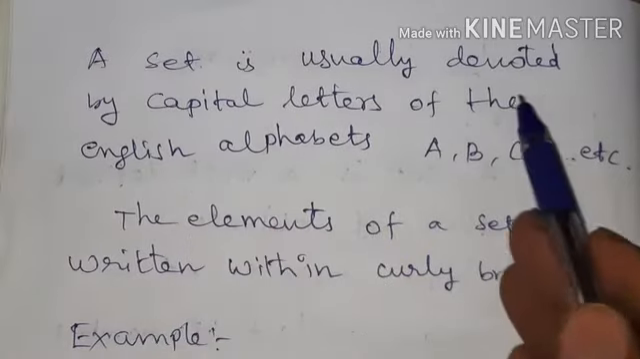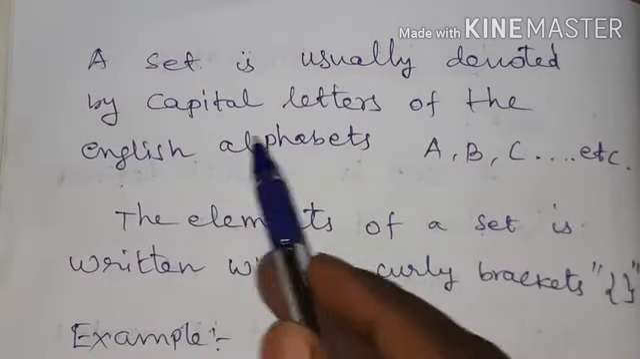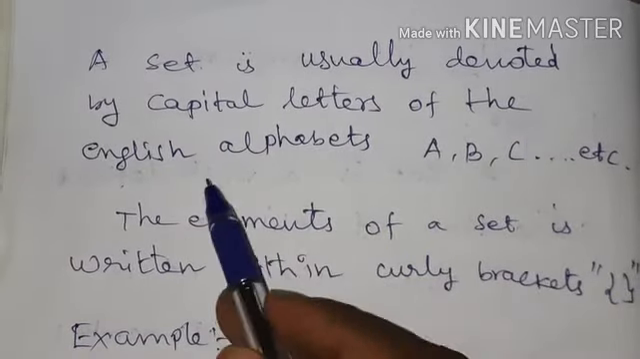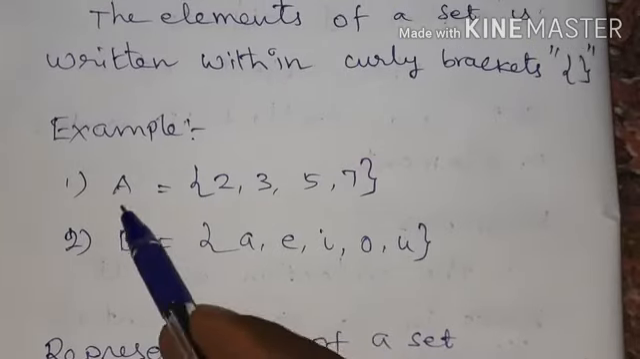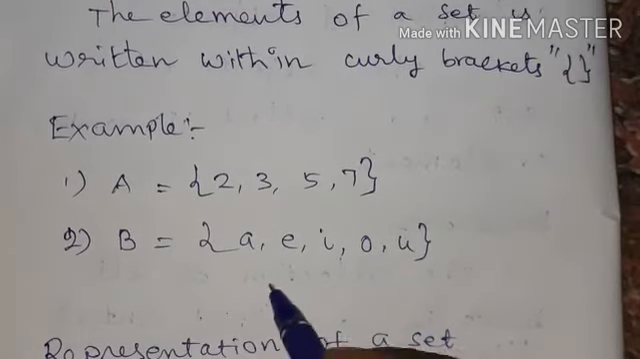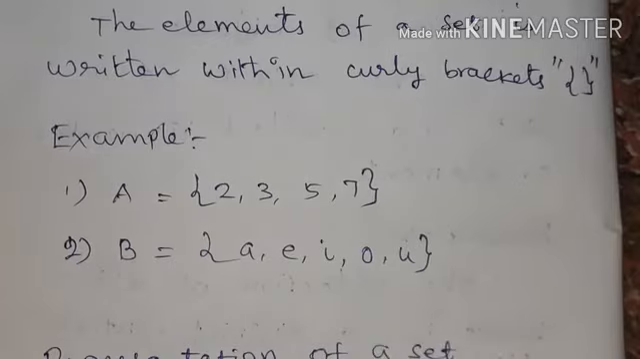A set is usually denoted by capital letters of the English alphabet: A, B, C and so on. The elements of a set are written within curly brackets. See this curly bracket. Example: set A is equal to 2, 3, 5, 7 and set B is equal to A, E, I, O, U. A set is denoted by capital letters. Elements are denoted by small letters.